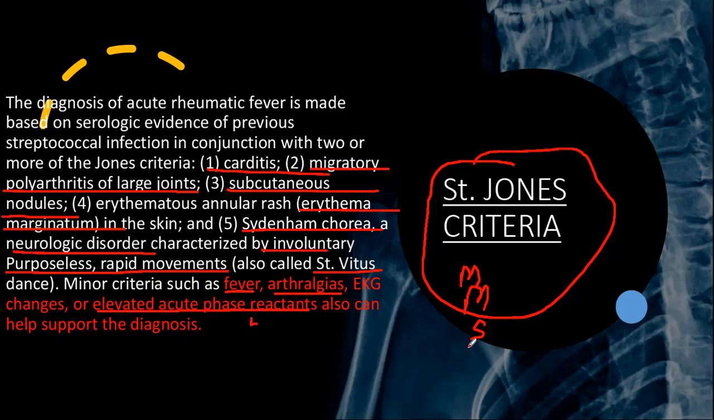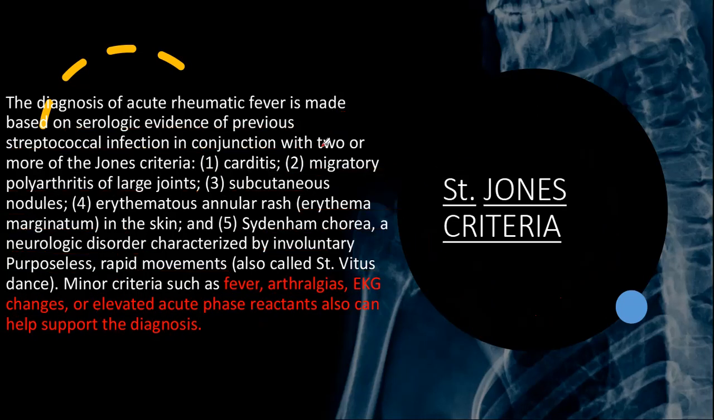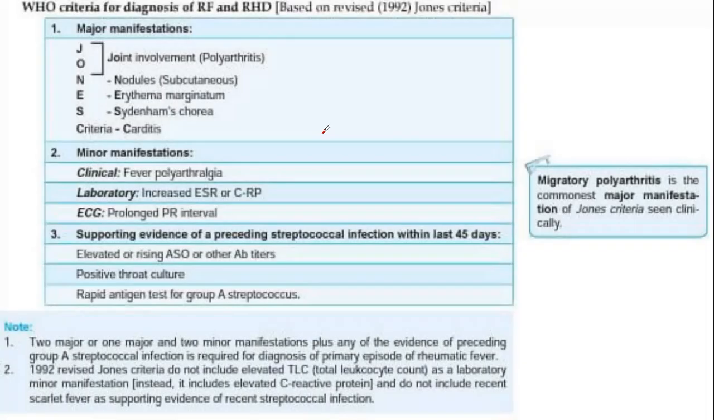And supportive criteria, you must have serologic evidence of a previous streptococcal infection. So you use the ASOT, the anti-streptolysin O antibody titer, or the anti-DNase, or you can do a throat swab and culture. At times you might find colonies of the GAS, the group A beta hemolytic streptococcus.